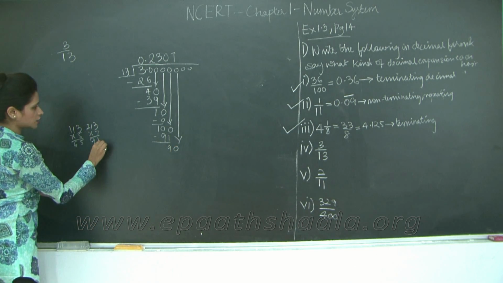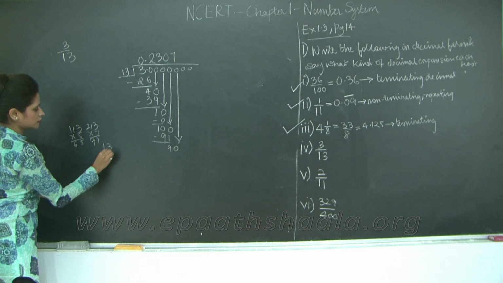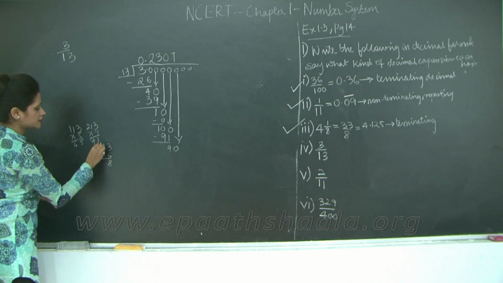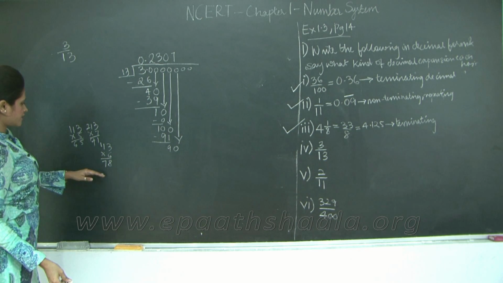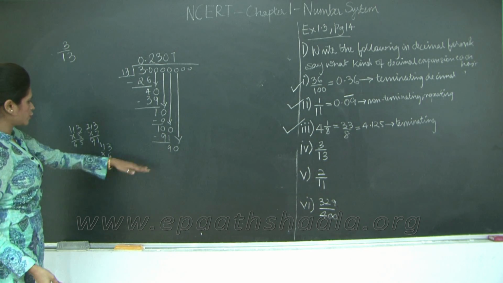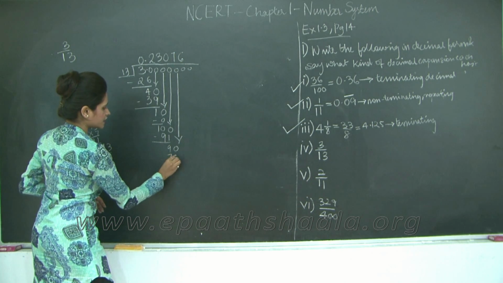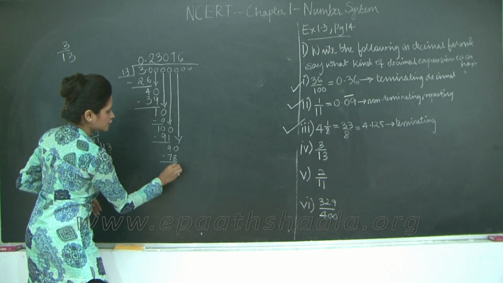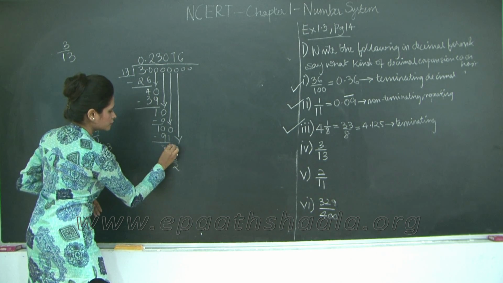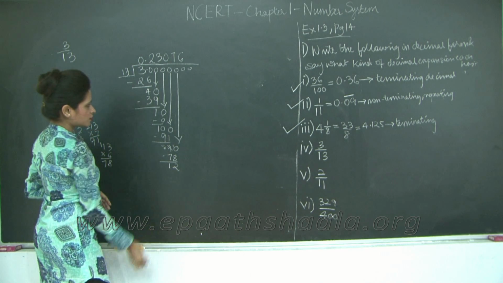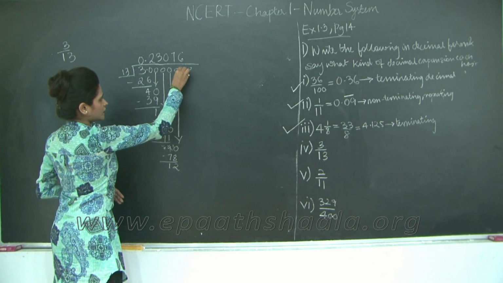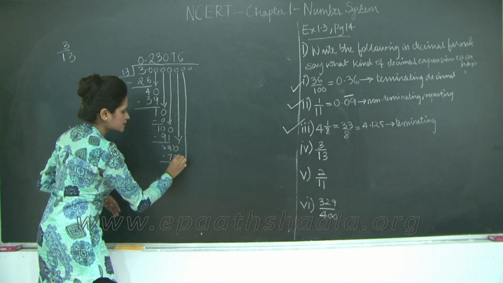So let's check. 13 6s are 3 6s are 18, 6 1s are 6, 7. So 78 and 91. So I am going to take 6. 6 are 78. This is going to be 2 and 8 minus 7 is 1. So 12. I bring down this 0.